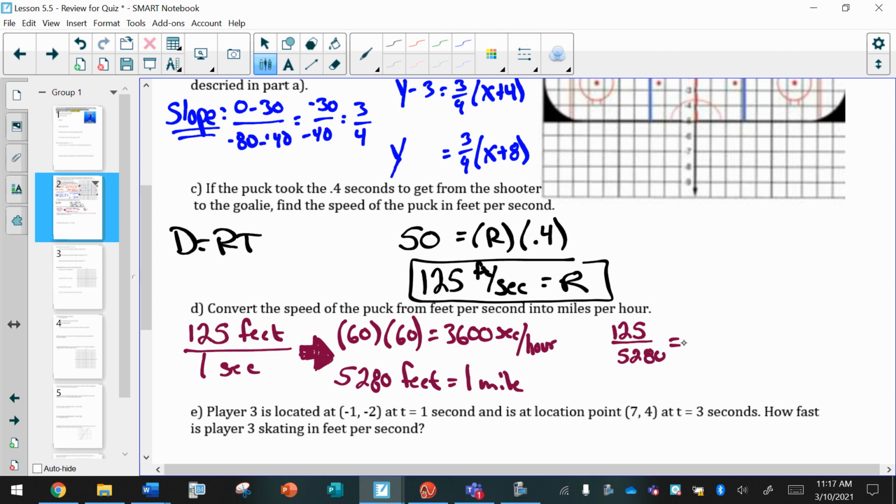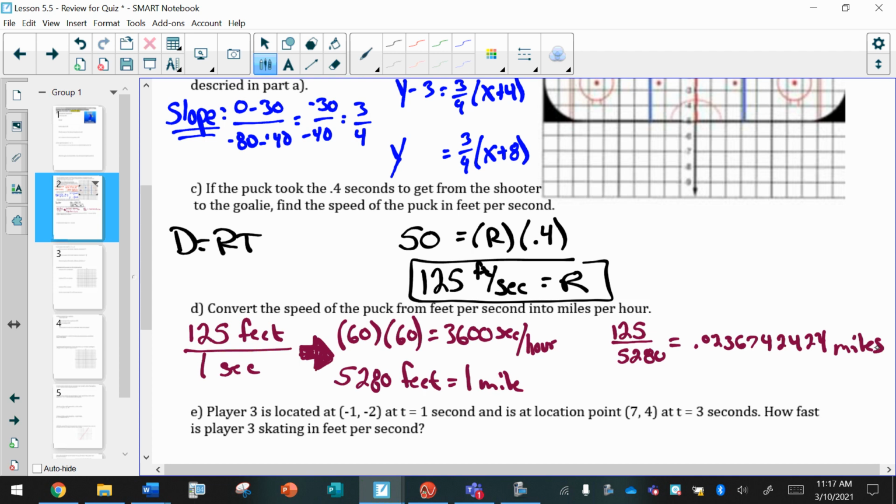So we are going to take our distance of 125 feet, divide it by 5,280 feet per mile, and we get 0.0236742424 miles. So 125 feet is 0.0236742424 miles.